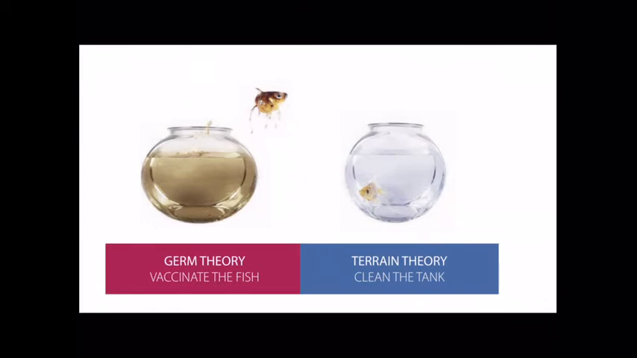So germ theory would say vaccinate the fish so it can survive in a dirty fish bowl. Terrain theory would say clean the tank, make the medium something that anything that's going to harm the fish won't be able to survive in, and then the fish will live a lovely life in a nice clean tank. So that's an alternative, and probably in reality something between the two, or a balance of both of those ideas, is going to answer a lot of questions about causes of conditions and how we can treat conditions.